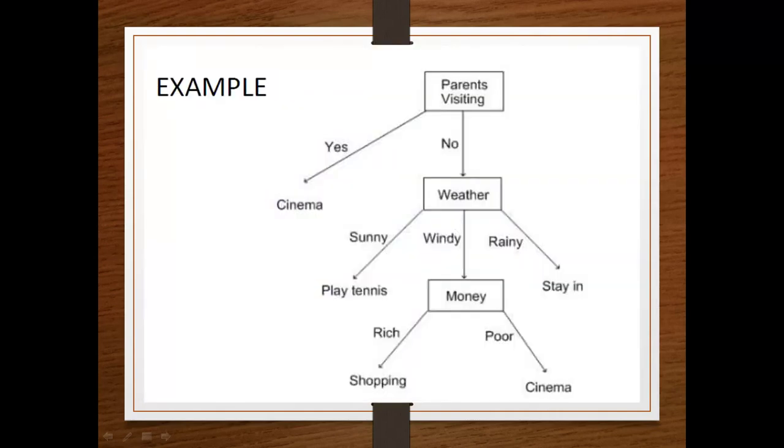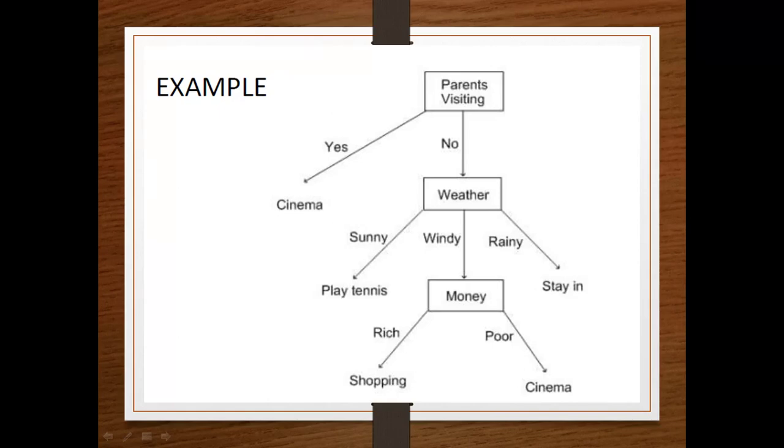Now let's take an example. Your parents are visiting you. If it is yes, then you will watch cinema with them. If your parents are not visiting, then it might be because of weather, like if it is sunny, windy or rainy. If it is sunny, you will play tennis, because your parents are not visiting due to the weather. If it is windy, then you may have money. Either you go for shopping or you go for cinema. If it is rainy, then you are just going to stay in your house and relax.